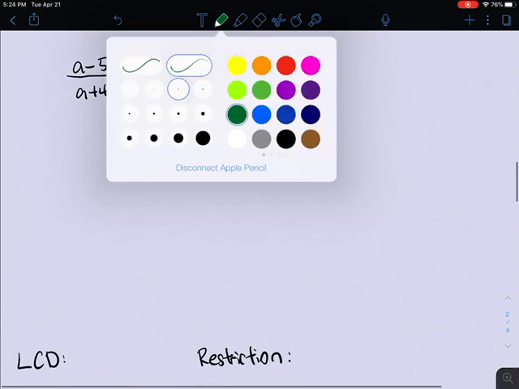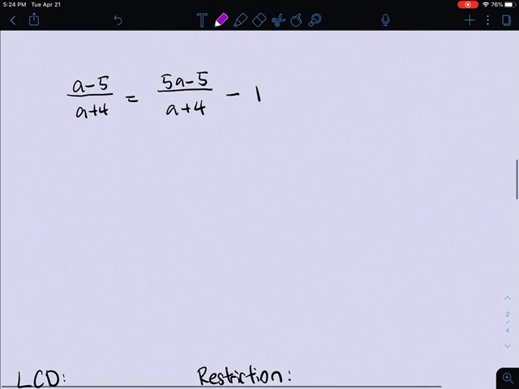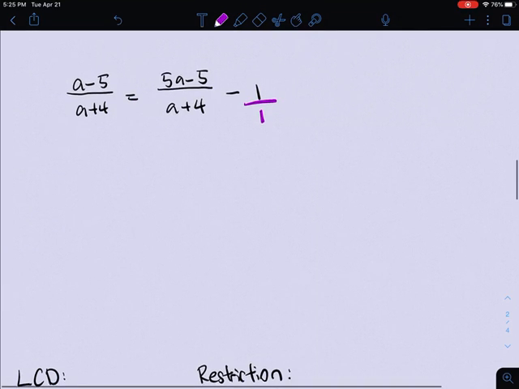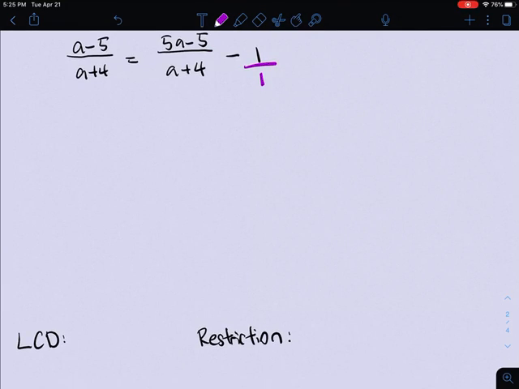Once again, we'll always start with the LCD and restriction. Now, here you'll notice that this does not have a fraction, right? But we can just go ahead and write it over 1, because any number you can just write over 1 to make it a fraction. So then what's the LCD of a plus 4 and 1? Well, that's just going to be a plus 4.